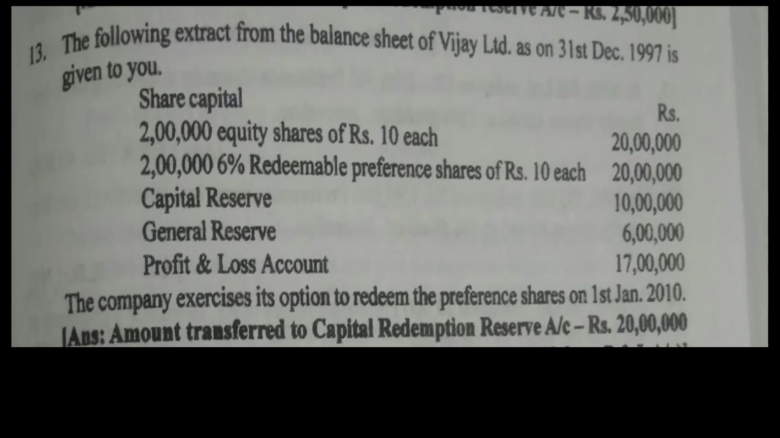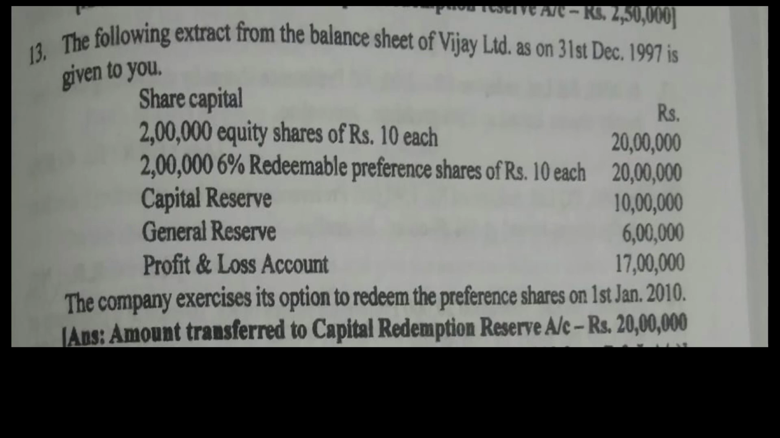When I go through the general reserve, there is only 6 lakh. We need 20 lakh, but the availability of general reserve is only 6 lakh. Therefore, we'll take another 14 lakh from the P&L, which means the entry will be general reserve account debit 6 lakh, P&L account debit 14 lakh, to CRR 20 lakh.